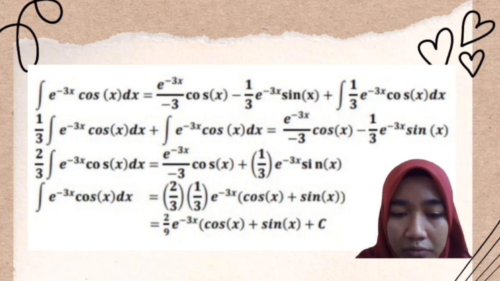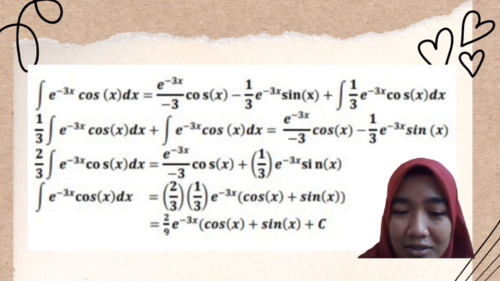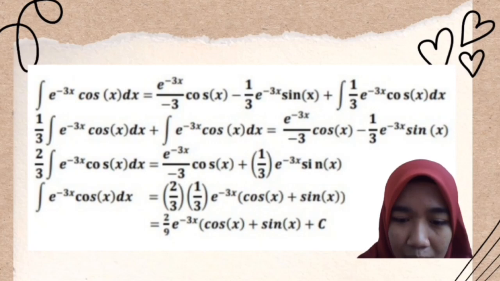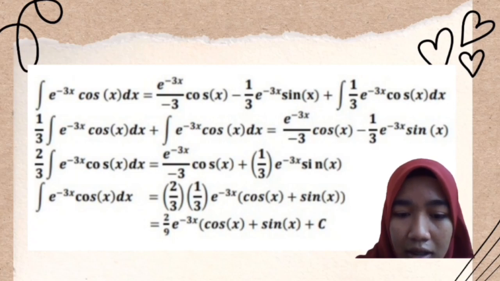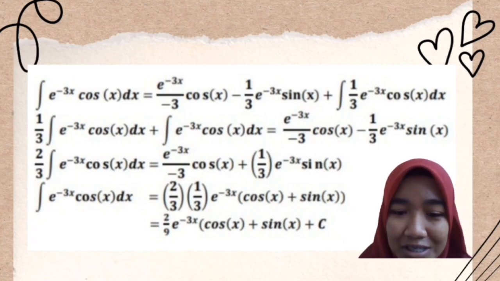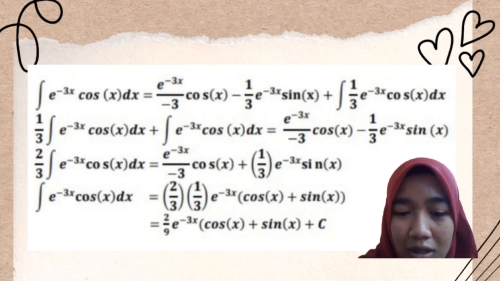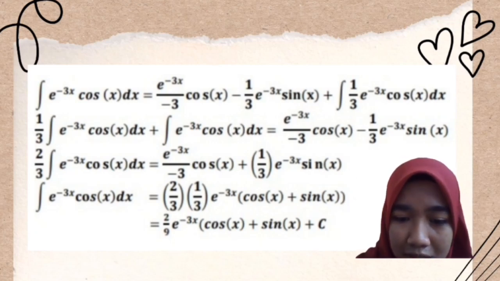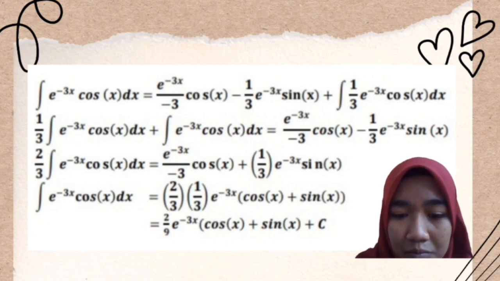We got 4 over 3 integral e to the power of negative 3x cos x dx equal to e to the power of negative 3x over negative 3 cos x plus 1 over 3 e to the power of negative 3x sin x. And then we move the 4 over 3 to the right hand side, multiplied with 1 over 3 e to the power of negative 3x, cos x plus sin x. We factorize it. So we got 1 over 3 e to the power of negative 3x, cos x plus sin x.